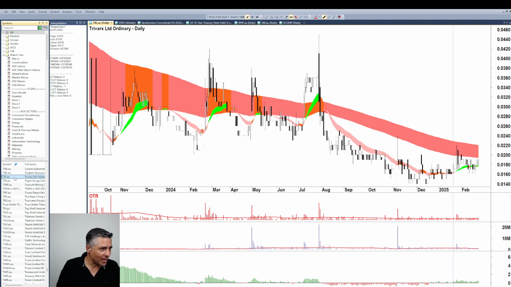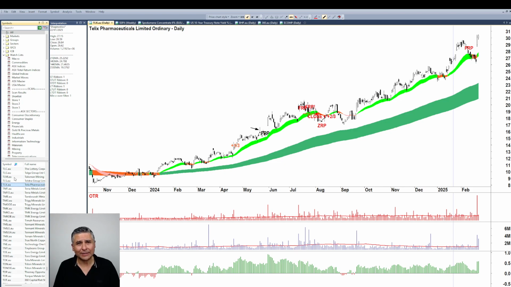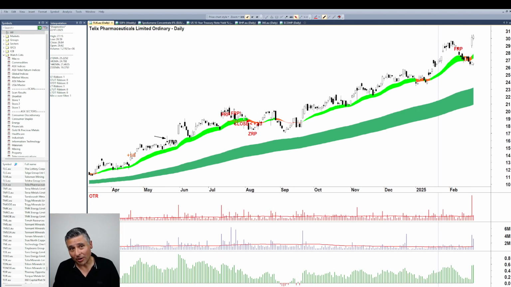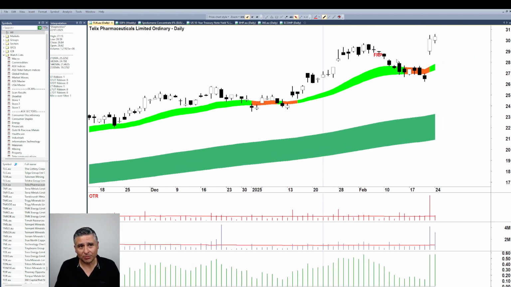Sue is saying, can I have your thoughts on Telix? Sure can. Looks wonderful, a bit like that last one we looked at there, ASB, the stairway to heaven. FRP, last time we looked at it. Look, I reckon you would have taken some risk off the table here, to the point where you probably missed out on that if you were really aggressive to the downside.